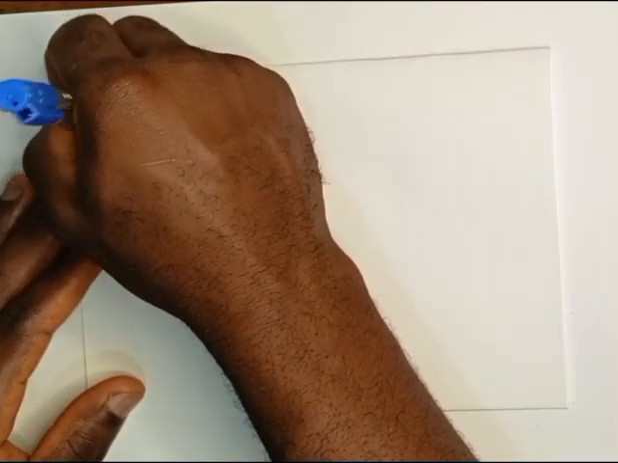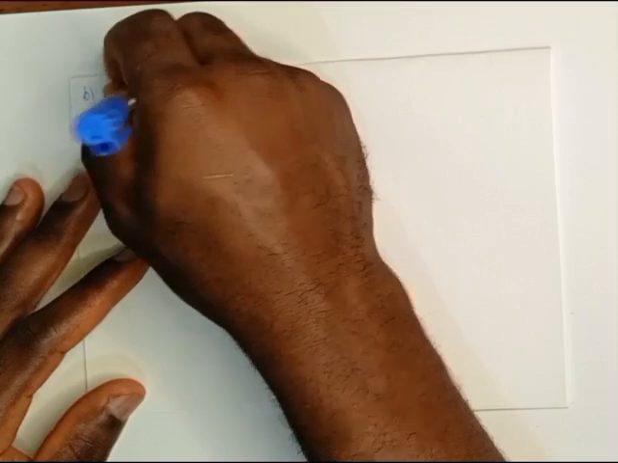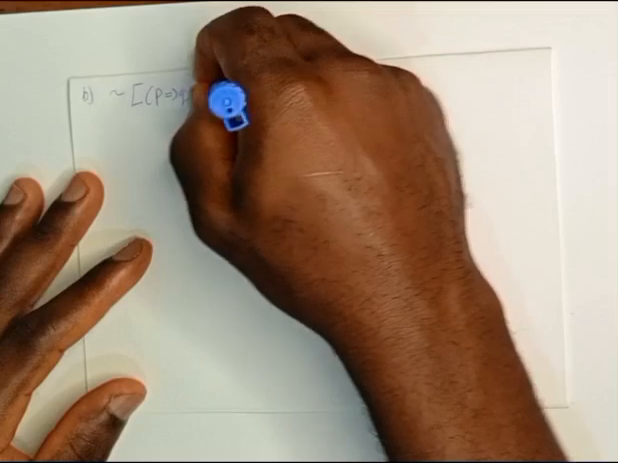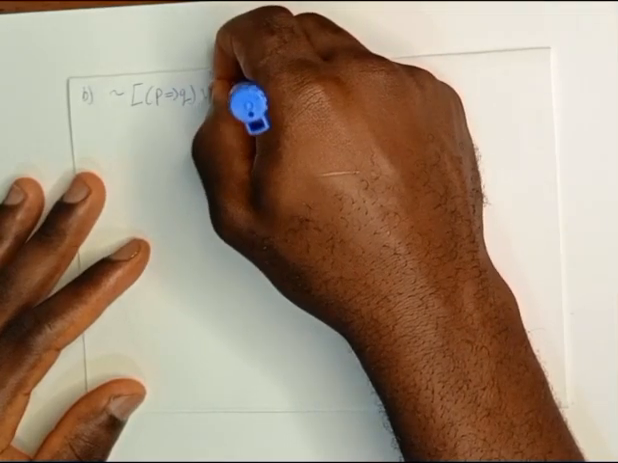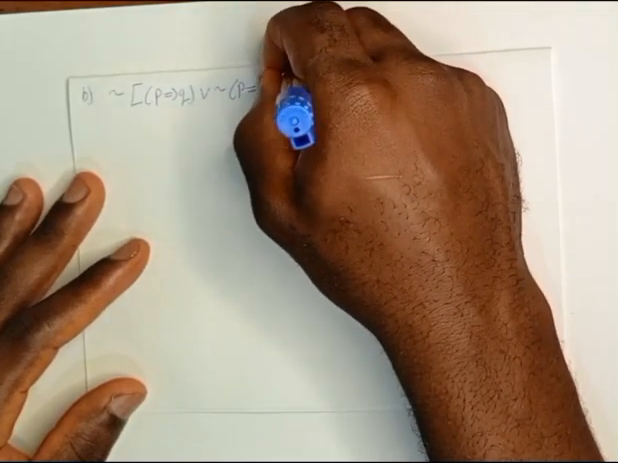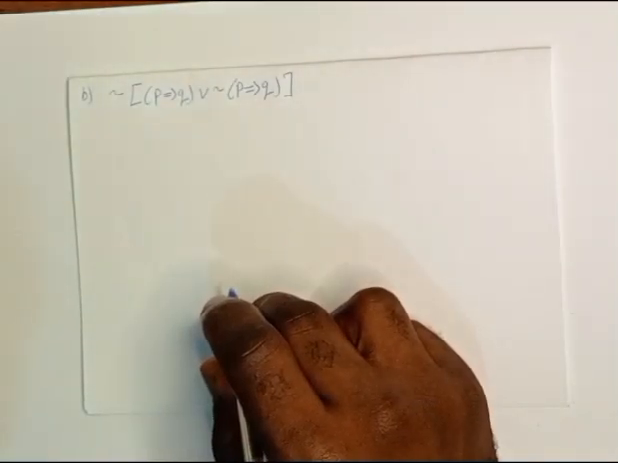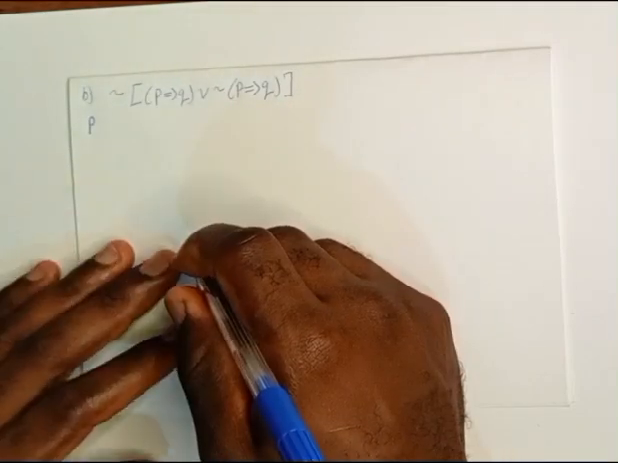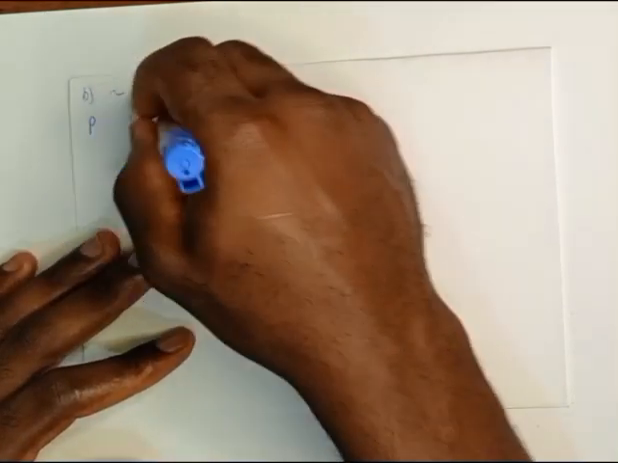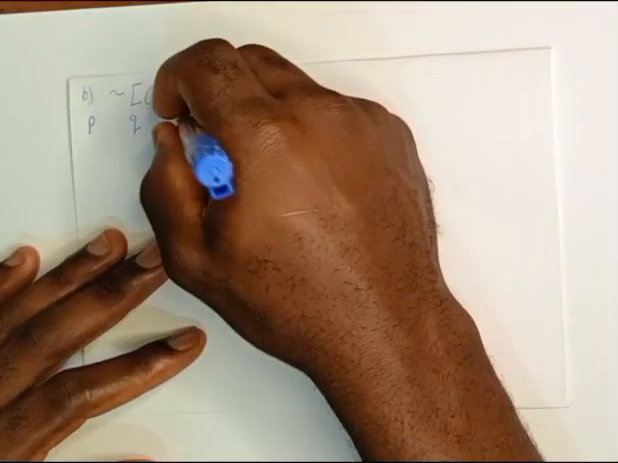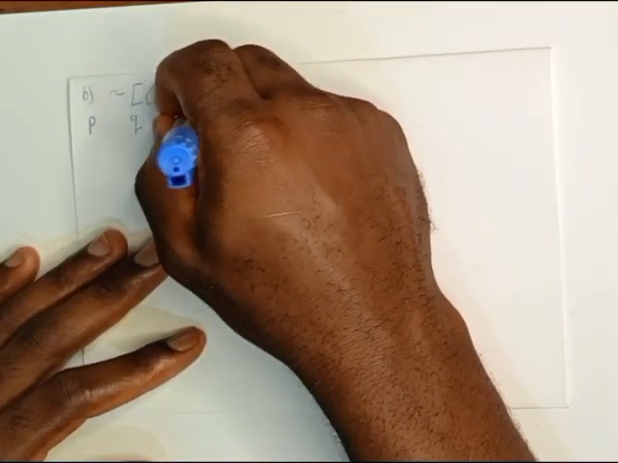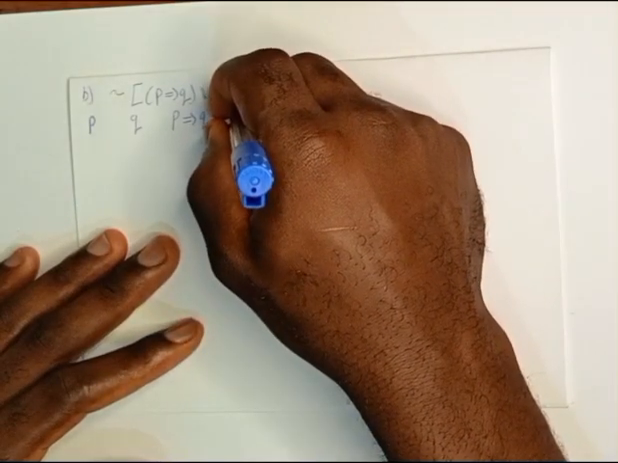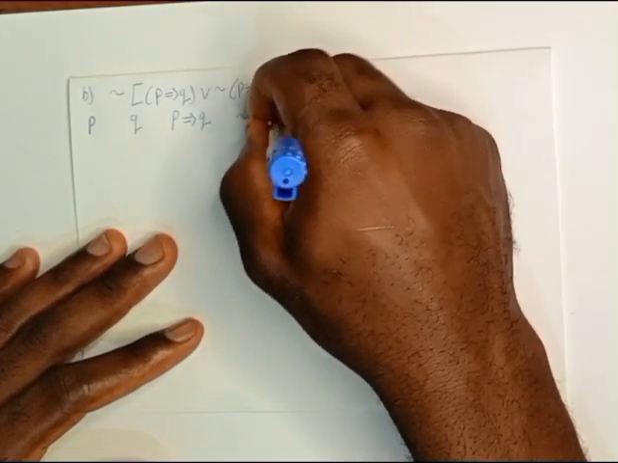We move now to question B. We have the negation of P implying Q, or not P implying Q. We have to draw the truth table. First column, we have the statement P. For the second, we have the statement Q. Third, we have the statement P implying Q. The fourth, we have the statement the negation of P implying Q.